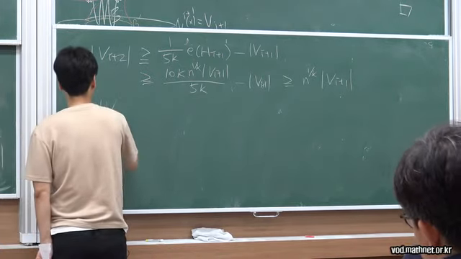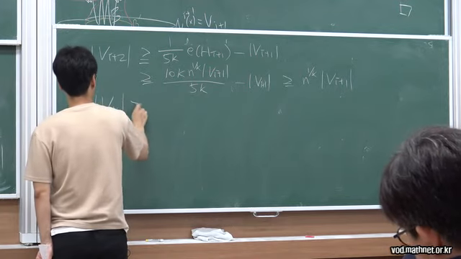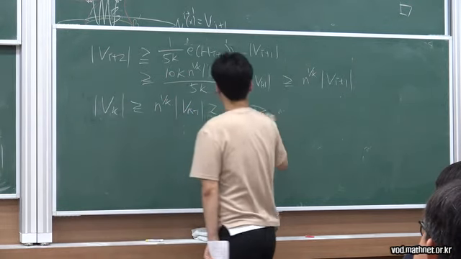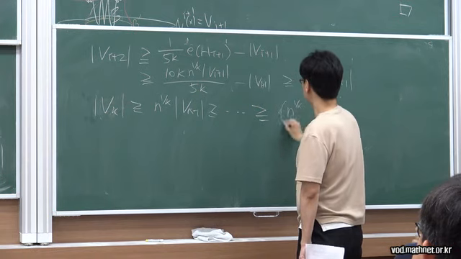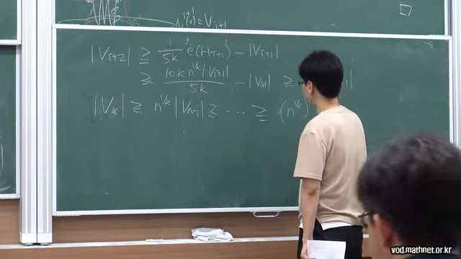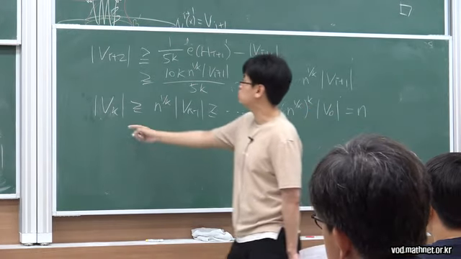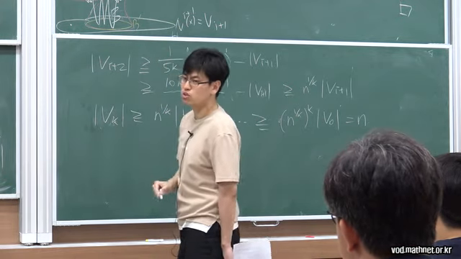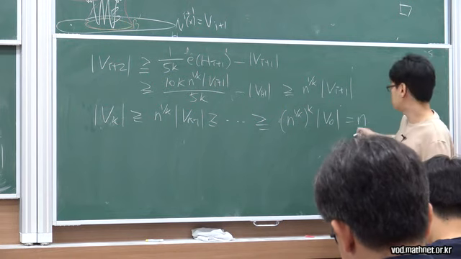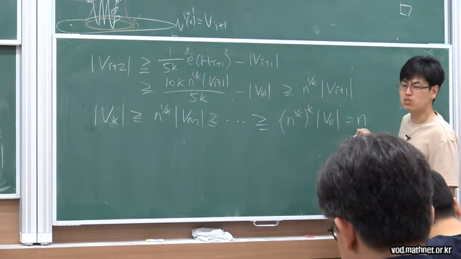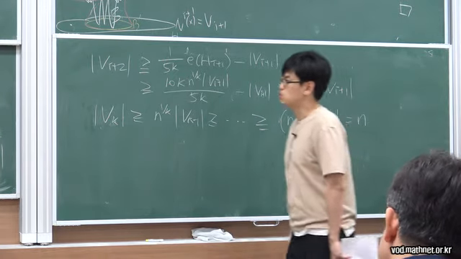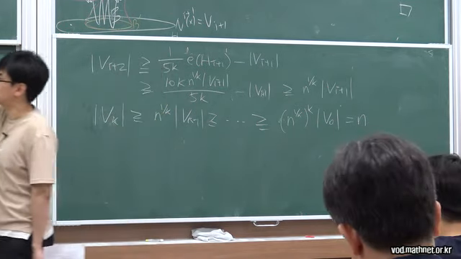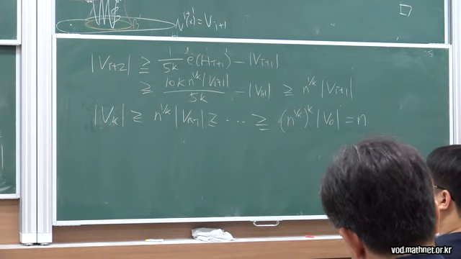Then what we get is V_k is bigger than n to the 1 over k times V_{k-1}. We keep doing that, and we get n to the 1 over k to the k times V_0, which is n. But this is a contradiction, because at least there is one vertex up here, so at the kth level we should have less than n minus k vertices. But this shows that we have at least n vertices there, which is a contradiction. So that means one of the levels must have a theta graph, so we should have an even cycle. So this proves Theorem 2.6.